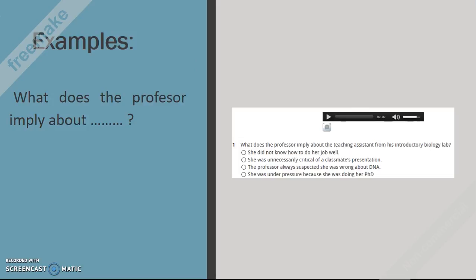Examples of the questions. What does the professor imply about? There are more examples, but the most common is to imply about something that we can hear from the listening. So here you have the listening. What does the professor imply about the teaching assistant from his introductory biology lab? Okay, so we have the question and we have to choose the correct answer based on the listening.